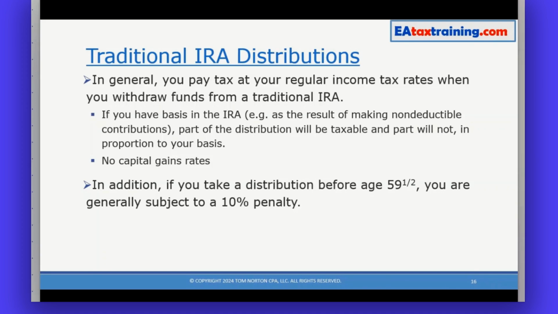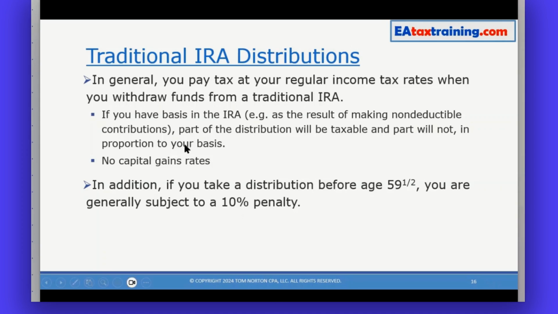In addition to this, if you take any distributions before the age 59 and a half, you are generally going to be subject to a 10% penalty. There are some exceptions to that we'll go into later, but think about it in general. If you take a distribution before age 59 and a half, then you have a 10% penalty.